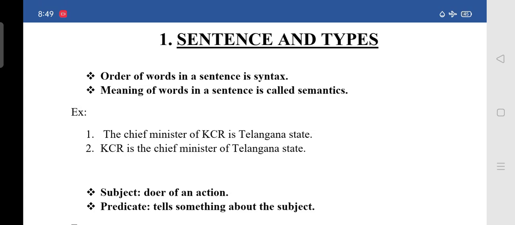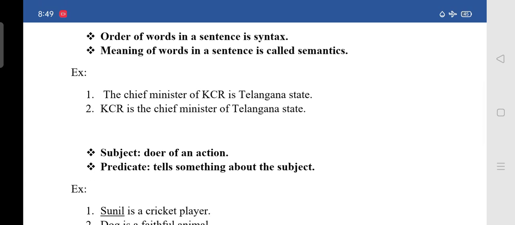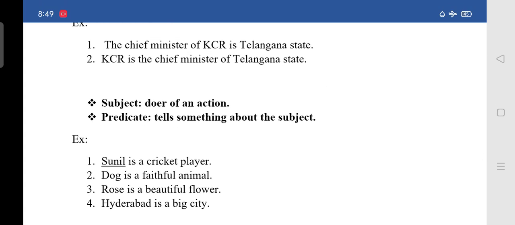So the second sentence has semantics and syntax. So see here, in every sentence we have a subject and a predicate. What is the subject here? The doer of an action. Whereas the predicate tells something about the subject.